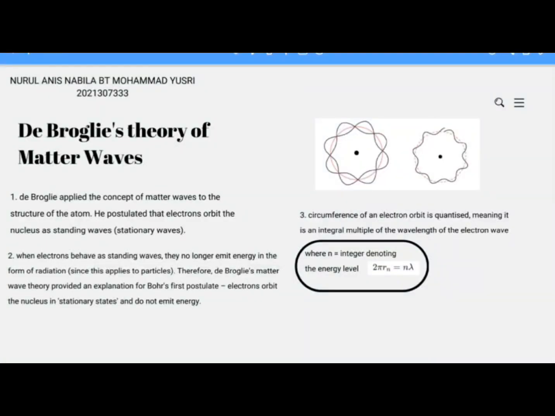Next is de Broglie's theory of matter waves. De Broglie applied the concept of matter waves to the structure of the atom. He postulated that electrons orbit the nucleus as standing waves, which are stationary waves. When electrons behave as standing waves, they no longer emit energy in the form of radiation, since this applies to particles. Therefore, de Broglie's matter wave theory provided an explanation for Bohr's first postulate, which is that electrons orbit the nucleus in stationary states and do not emit energy.